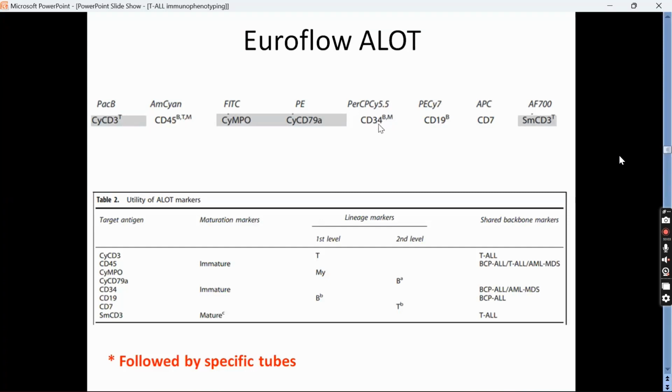You also have an immaturity marker here, CD34, and CD45, that will tell you whether it's acute leukemia or not. And you also have surface CD3. TALL may show dim surface CD3, so that will also tell you whether it's immature or not.